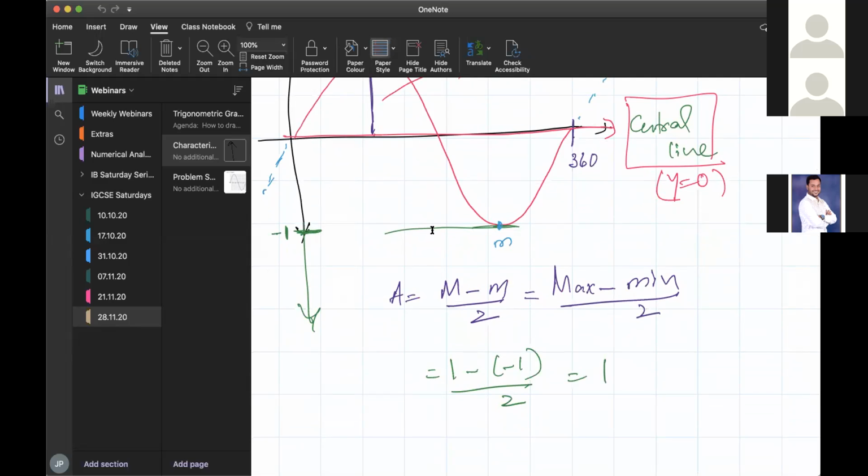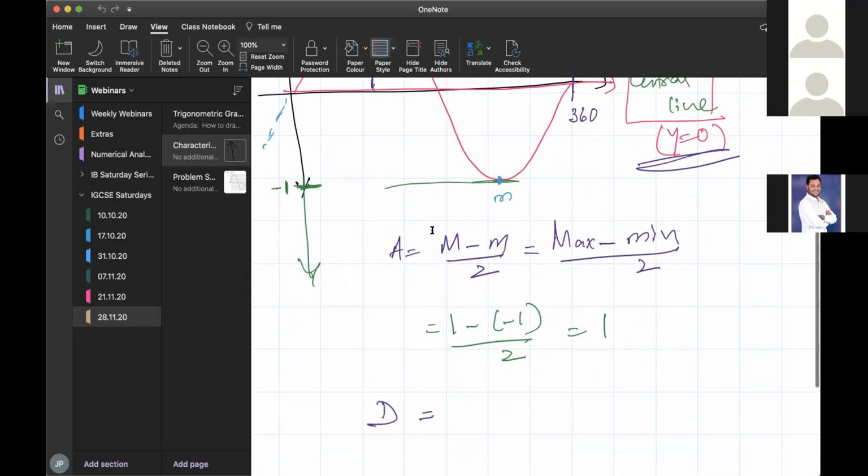The same thing can be repeated for cosine, but we are just going to look at sine for want of time. The second thing I want to look at is the central line. The equation of the central line in this case is y is equal to zero. The central line we are going to denote by the letter D.